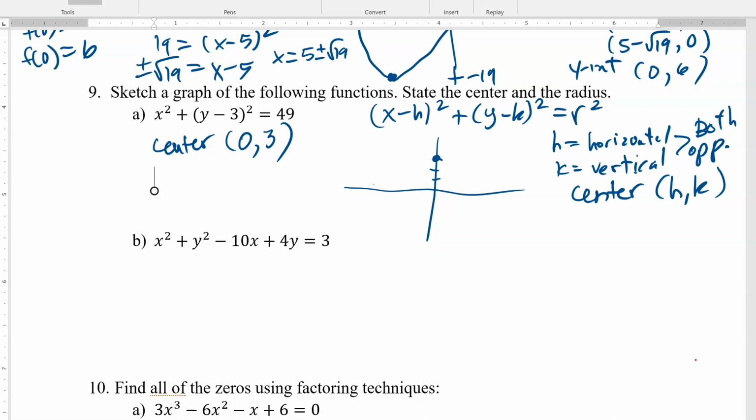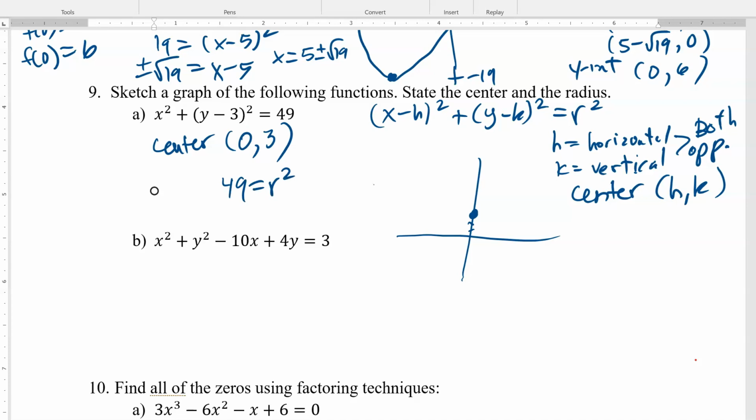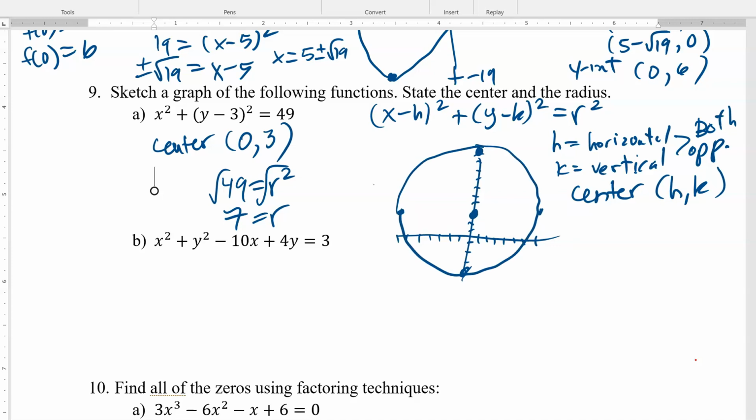I'm going to need more space, so I'll just stick it down here. 0, 1, 2, 3. Okay. What's the radius? Well, the 49 is radius squared. So square rooting that, the radius is 7. So from that center, we go 1, 2, 3, 4, 5, 6, 7 to the right, 7 to the left, 7 up, and 7 down, and draw your circle. That's what I'll be looking for.